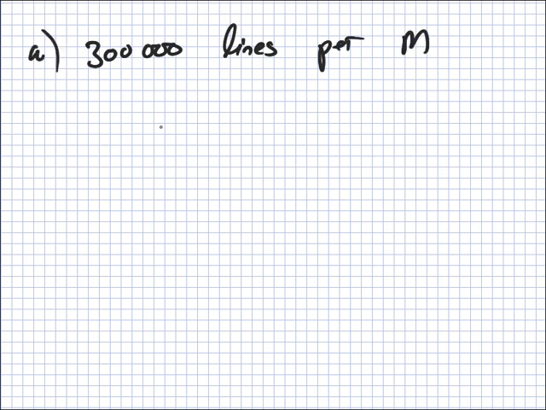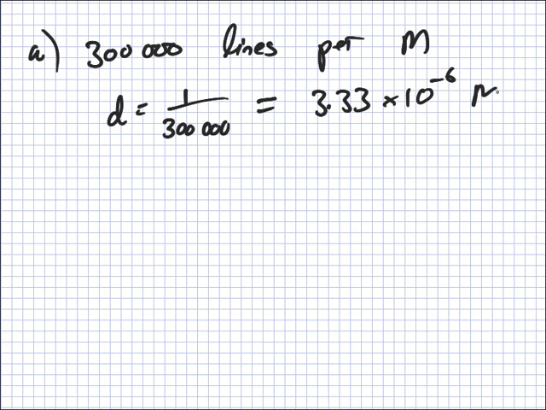So the first question is, you have a diffraction grating of 300,000 lines per meter. So what is the distance between each line? I think you figured that out last time, didn't you? It's 1 over 300,000. So what did you get for that? 3.33 micrometers, yeah? Okay, very good.